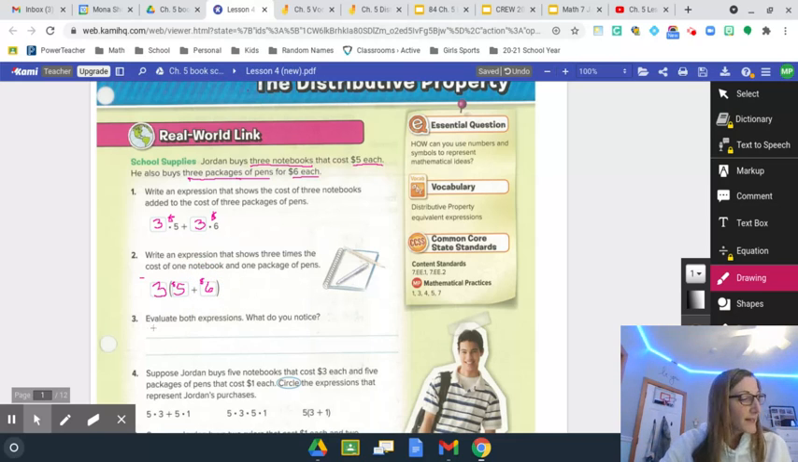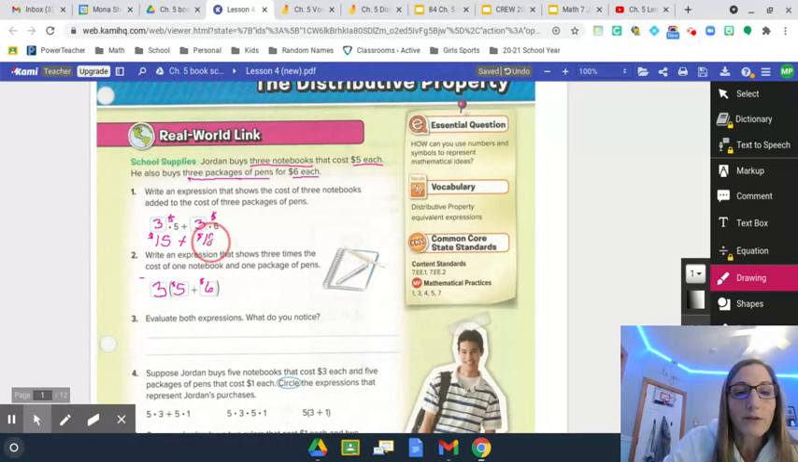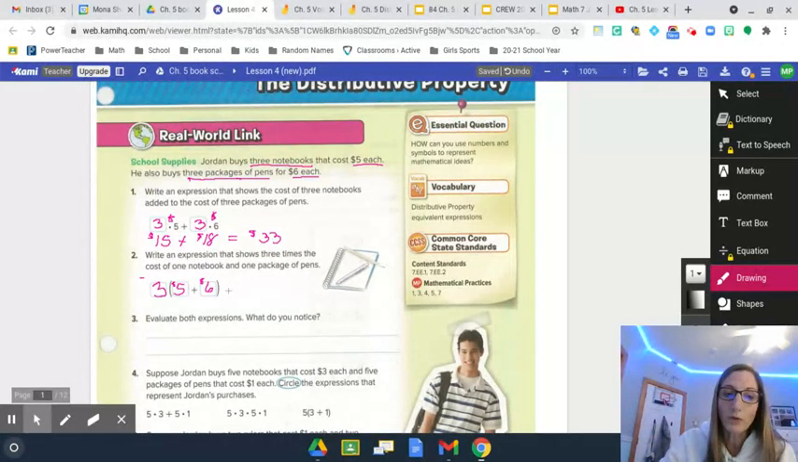Well, number 3 says then, evaluate both expressions, what do you notice? So if I come back up to number 1 and I evaluate this expression, well, 3 times 5, it's going to cost $15 for the notebooks. And then 3 times 6, it's going to cost $18 for those packages of pens. So if I think about adding those 2 amounts together, it's going to cost me $33. Well, I should see this answer also in number 2 when I set it up as a distributive property problem.